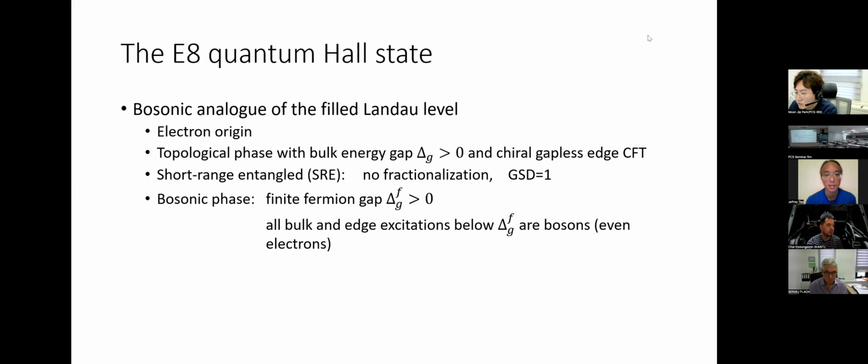So there exists a finite non-zero fermion gap. What it means is that all bulk and edge excitations below this fermion gap delta F must be bosonic. This means that they must be even electron combinations. So if you are going above the fermion gap, then you might get single odd fermion excitations. But if you are below the gap, regardless of whether you're looking at the bulk or on the edge, the excitations must be bosonic.